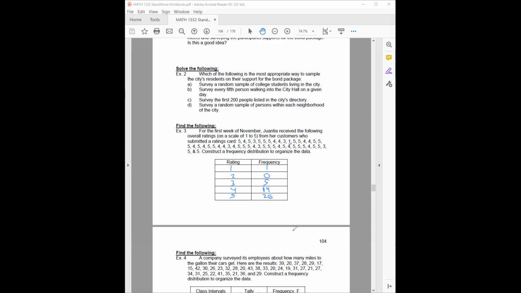Okay, so that's how you create a frequency distribution. In a little bit, they'll ask us for that, which is what we did right here. We organized the data into a frequency distribution. We can do a bunch of stuff with this, but for now, that's how you make it. No big deal.